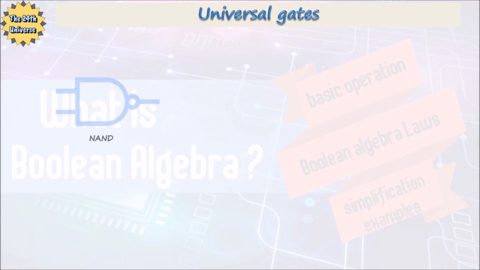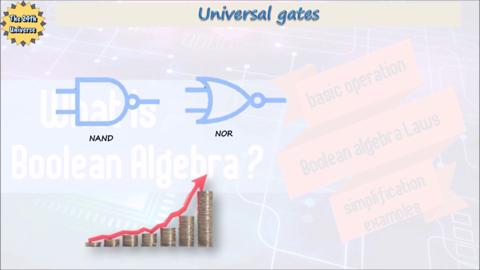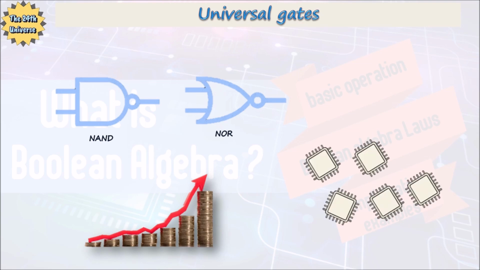I would like to tell you, a universal gate is a gate which can implement any Boolean function without the need to use any other gate type. The NAND and NOR gates are called the universal gates. They are nothing but a complemented AND and complemented OR. In practice, this is advantageous since NAND and NOR gates are economical and easier to fabricate and are the basic gates used in all IC digital logic families.